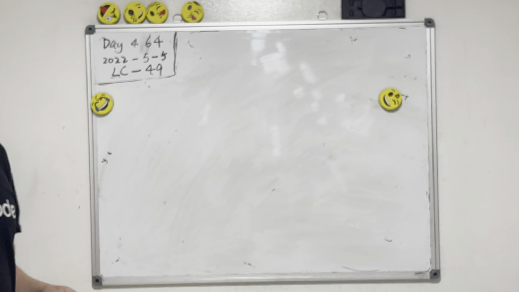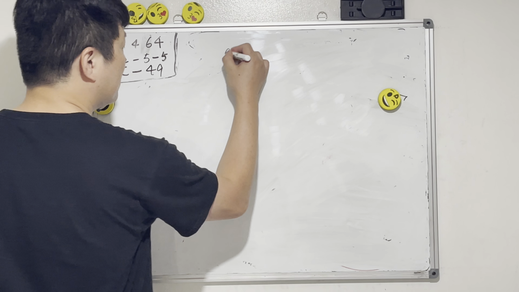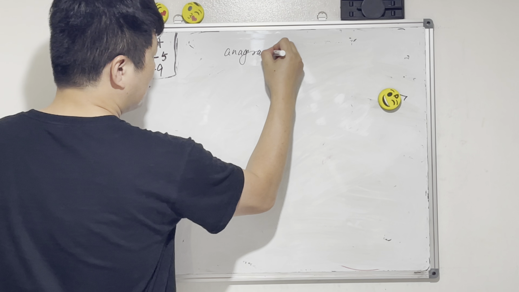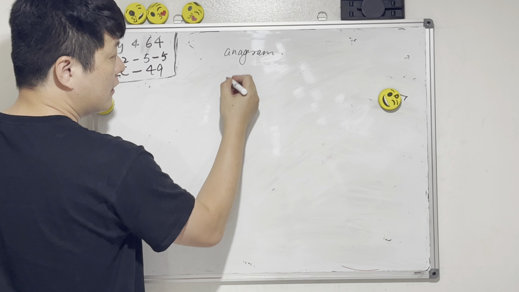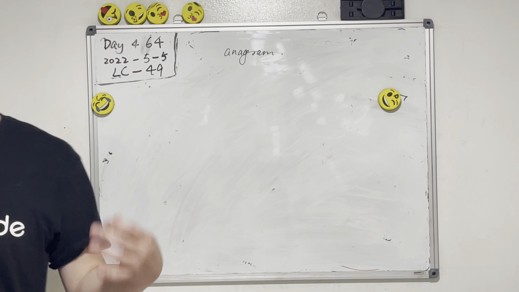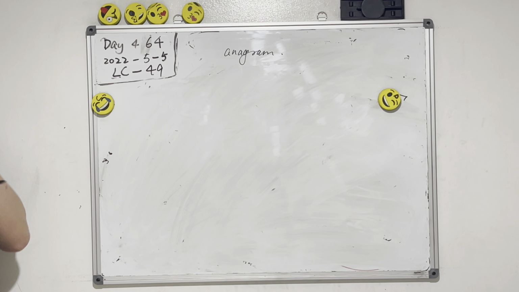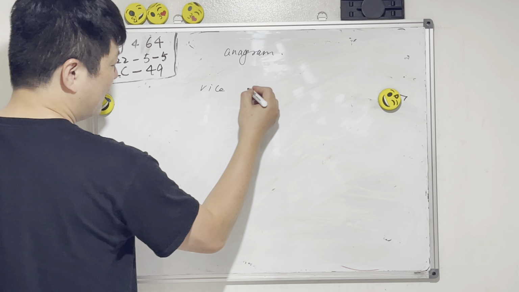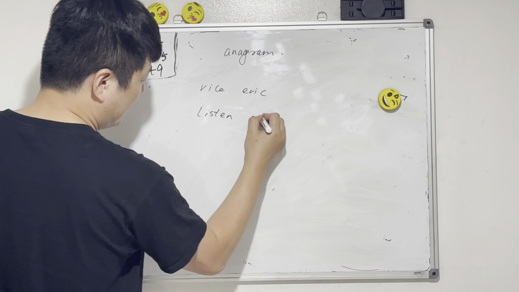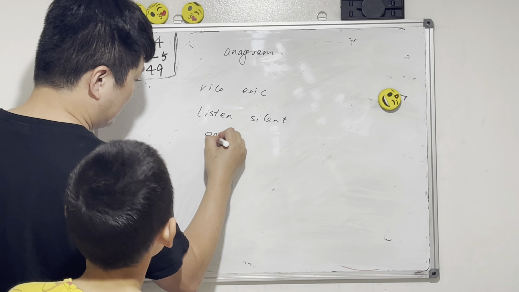So, what's an anagram? An anagram is two words that use the same letters. Can you give me an example of anagrams? Rice and Eric. Listen and silent. Eat, tea and ate. Okay, that's a very good example.